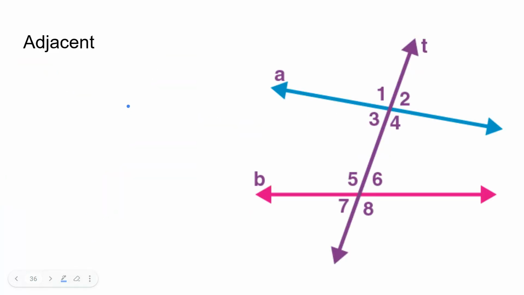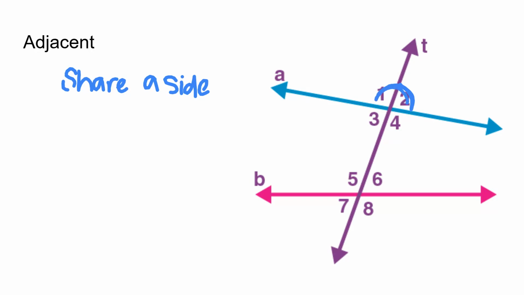Our first type of angle pair is adjacent angles, and adjacent angles share a side, meaning that they are something like angle 1 and angle 2. Those are adjacent angles. Another example would be angles 5 and 6, or angles 1 and 3, anytime we share a side of that angle.